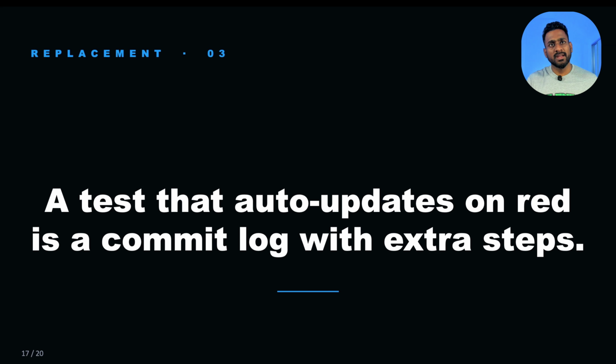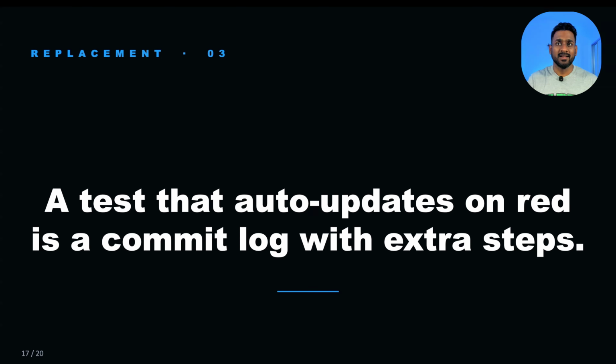So the replacement for 3 is the operational version of that. Replace snapshot equality with property assertions. If your test auto updates on red, it's not a test, it's a commit log with extra steps. What do you want in a suite of assertions that survive drift? Structure checks, required and banned entities, and semantic checks on a load-bearing claim. When it fails, you don't refresh expected, right?